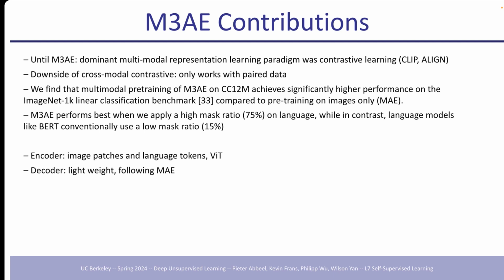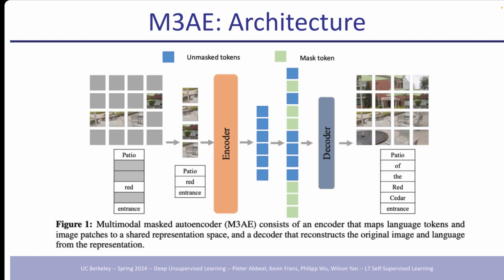In fact, sometimes even lower than 30% on the BERT models. Encoder, image patches and language tokens, vision transformer, decoder, also very lightweight, following all the MAE learned lessons. You feed in the image, patchify it, only feed in the patches that are not masked out. You feed in the text, you also blank things out there. Your encoder does a lot of the work, and the decoder is supposed to reconstruct the pair, or sometimes just the image, just the text, if that's all you have.